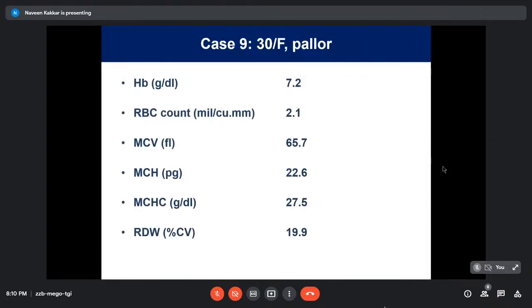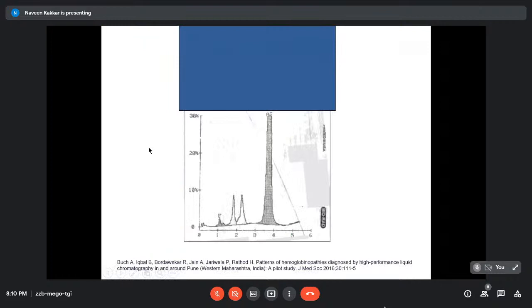Case 9, 30-year-old with pallor. So let's see what are the abnormalities in the CBC. There is a good amount of anemia, MCV is markedly low, RDW is high. So expect microcytosis on the smear. When you run the HPLC, this is what you get. This is not the image from my collection. I borrowed this from the net, from a paper from India, so I've just referenced them.